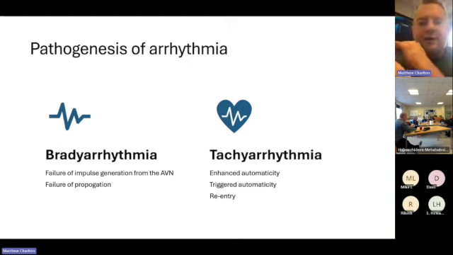We are going to talk about tachyarrhythmias though, and you can think of them originating due to one of these three things. You can either have enhanced automaticity, which can be physiological or pathophysiological. You can have triggered automaticity, and then you can have re-entry circuits, which I'm sure people have probably heard of.